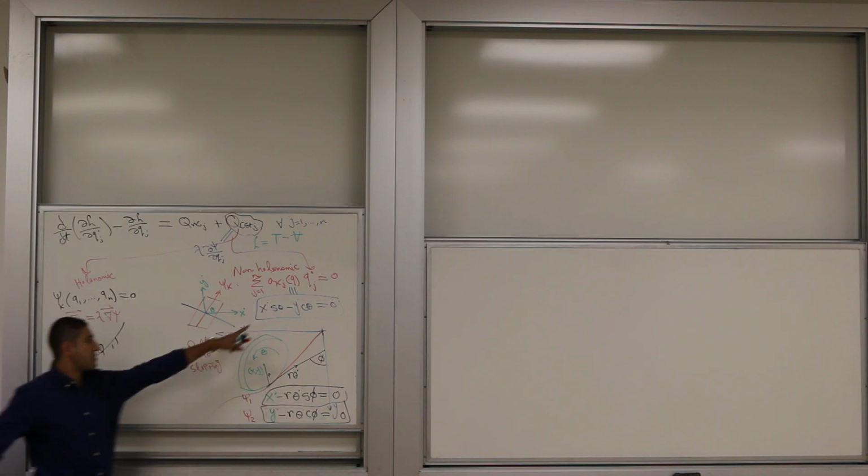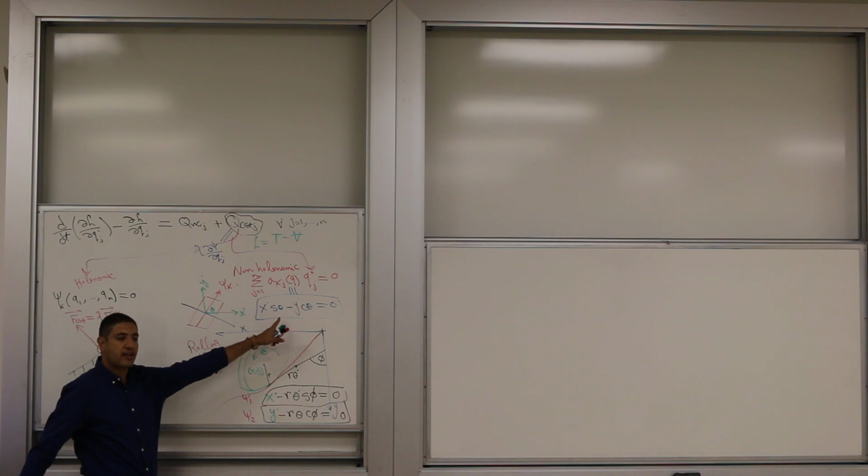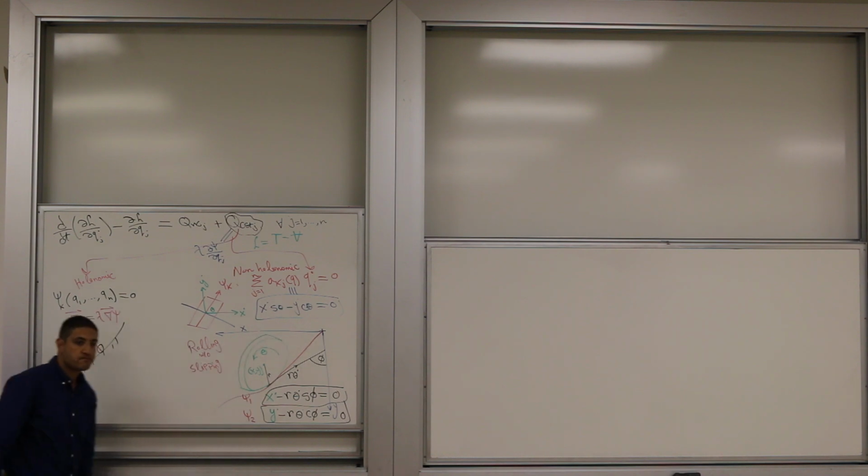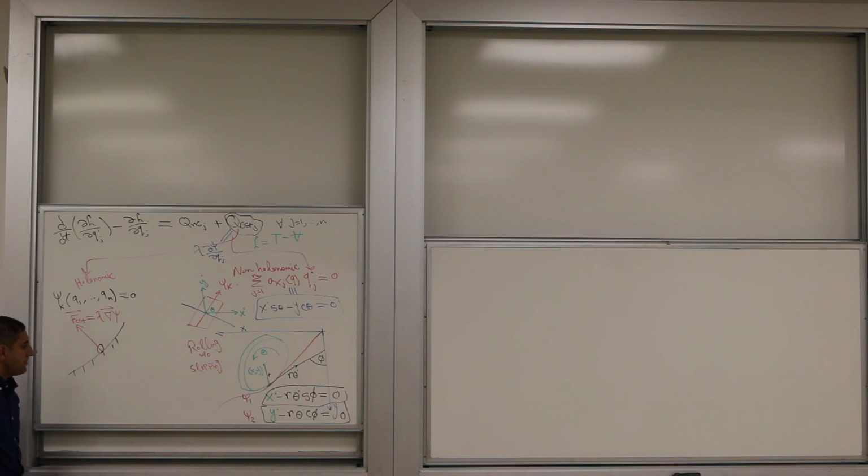You cannot get theta in terms of x and y. I can get it in terms of x dot and y dot, but this is not useful. Okay?